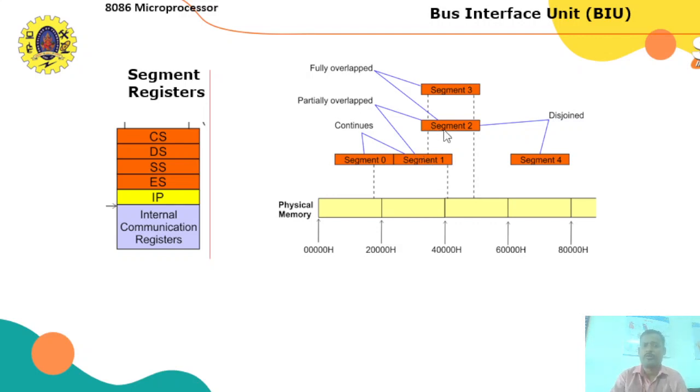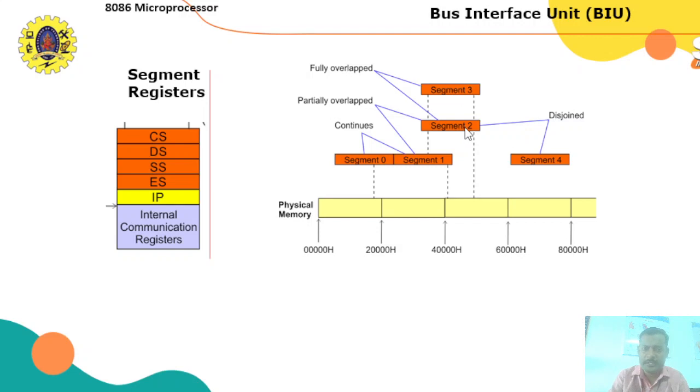So what happens if you overlap? If you write some data through segment 1 and then overwrite the data through segment 2, the last written data will be available and the previous data will be overwritten. So overlapping can be allowed, but we should be very careful when writing programs. Segment 2 and segment 3 are fully overlapped. That means the entire 64 kilobyte locations of segment 2 will be overlapped with segment 3. So we should be very careful whenever there is overlapping.